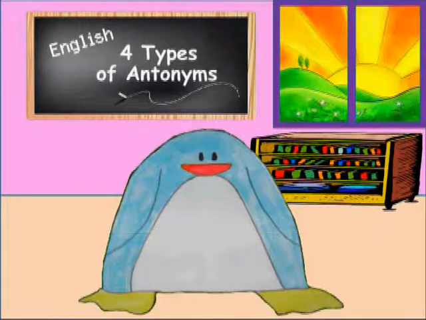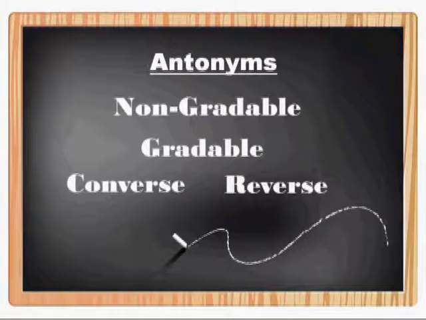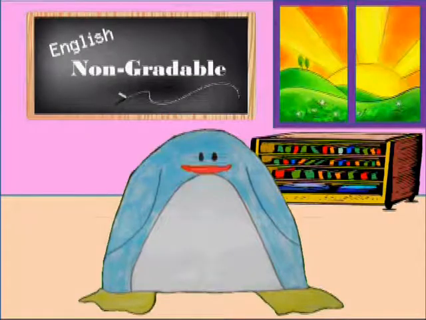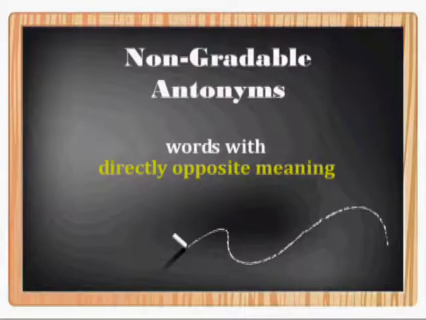I am now going to tell you about 4 types of antonyms. They are non-gradable, gradable, converse, and reverse antonyms. Let's first look into non-gradable antonyms. Non-gradable antonyms are words of direct opposite meanings. The meaning of one word is the direct opposite meaning of the other.